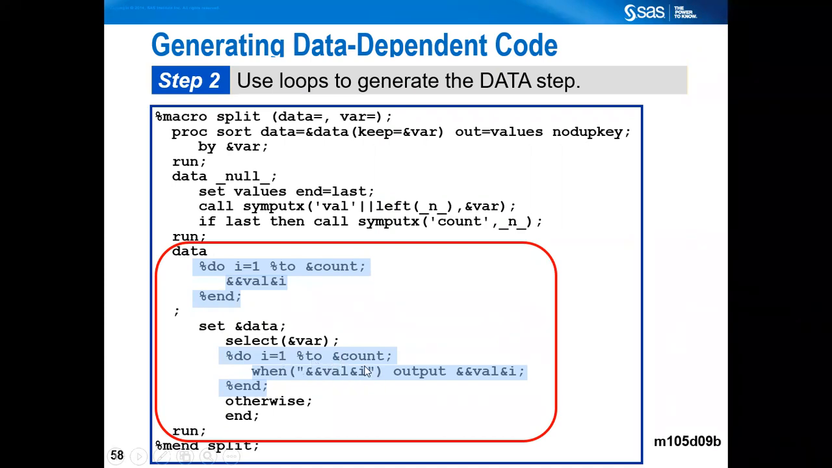So it is the variable value which will be resolved, and the output should go to &&val&i, which is the name of the macro variable which will be created. End for the do loop, otherwise end. So this is how your data step will work with a loop. It's just self-understanding. I'll give you a few seconds to go through this step carefully, and then we can move ahead. So look into this code carefully, understand what it is doing.